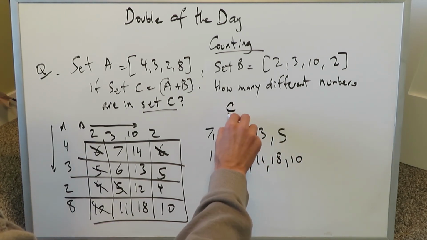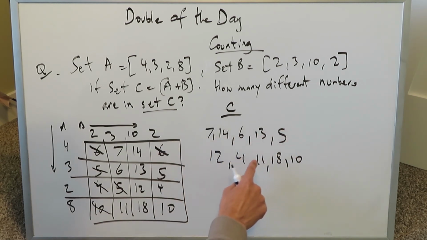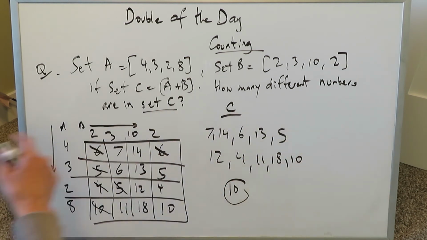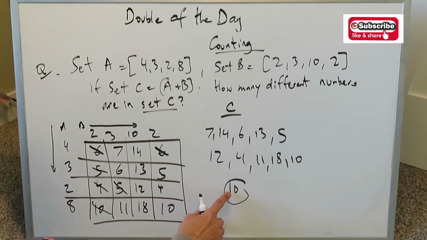So set C will have the following different numbers, and how many are there? 1, 2, 3, 4, 5, 6, 7, 8, 9, 10. So your answer will be 10. How many different numbers are in set C? The answer is 10. How many total numbers were in set C? There were 16, but how many different are there? There are 10, and that right there is your answer for this.